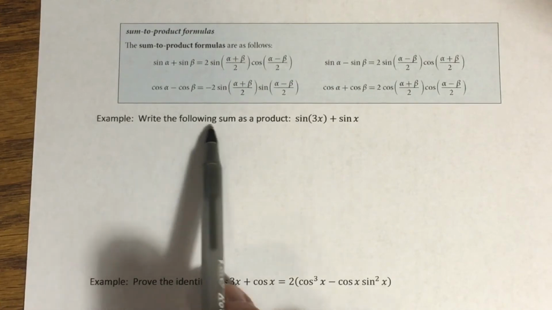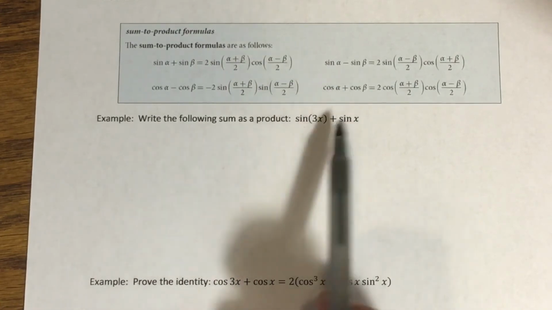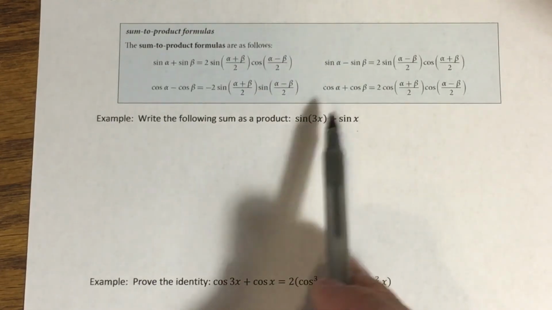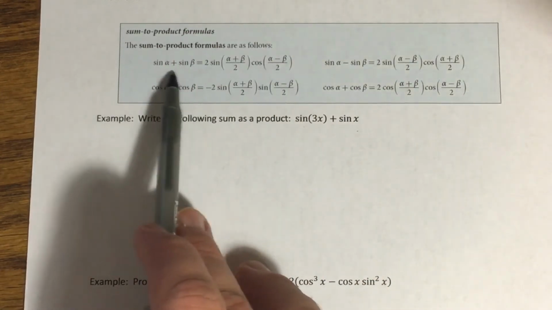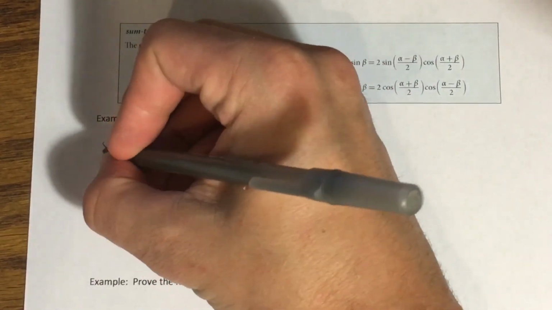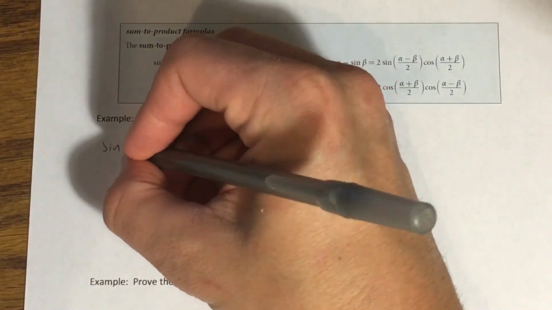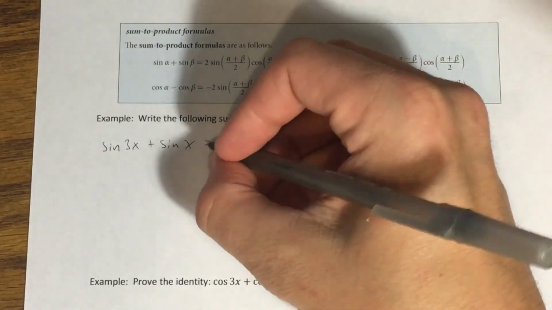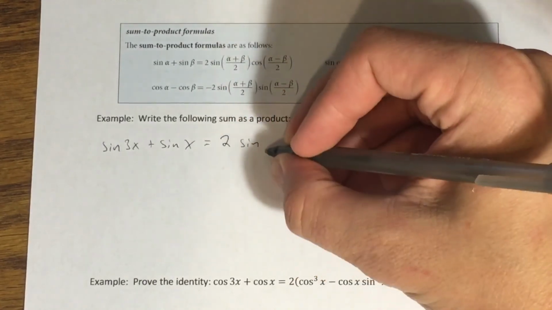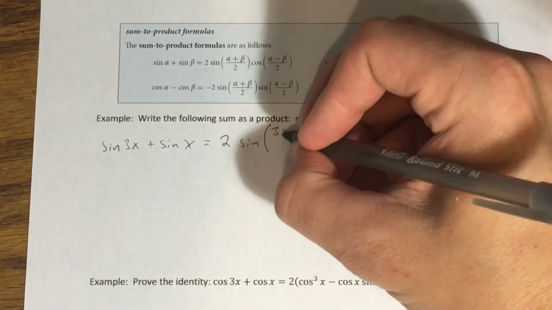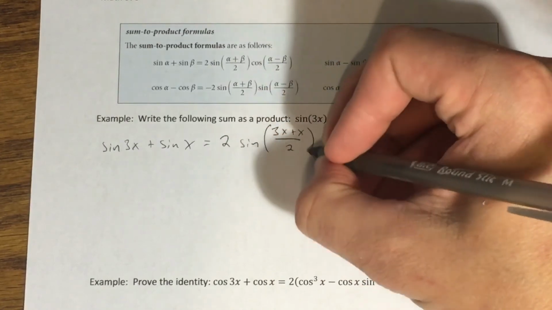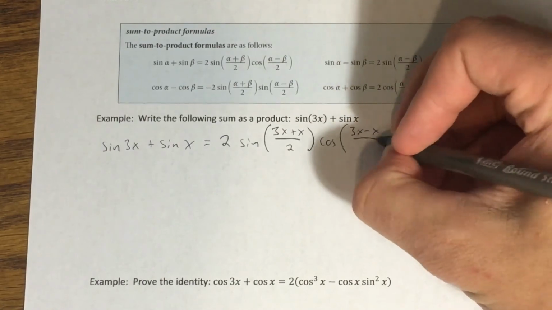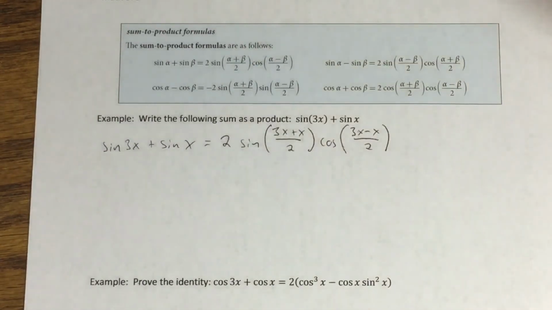First thing I want to do, write the following sum as a product: sine of 3x plus sine of x. So this is a sum of two sine functions, each with a different angle. It fits this form right here. Sine of 3x plus sine of x. According to my sum to product formula, this is equal to 2 times sine of the sum of those two angles, 3x plus x over 2, times the cosine of the difference between those two angles, 3x minus x over 2. And now it's just simplifying.